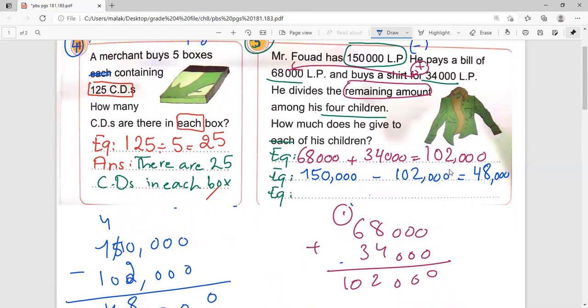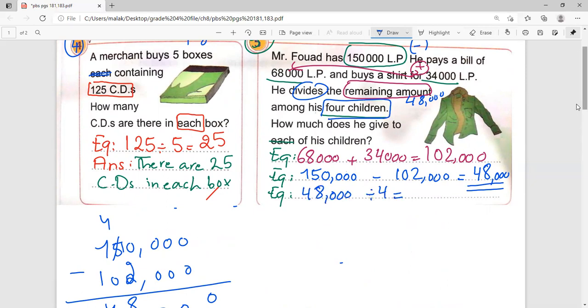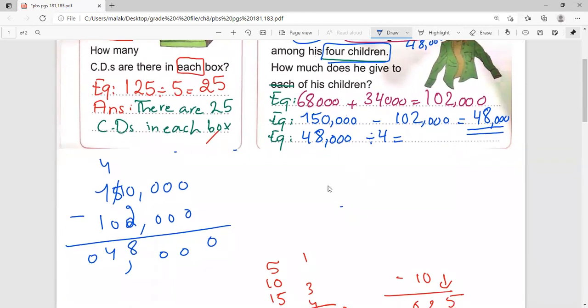He divides this remaining amount. This remaining amount is 48,000. He divided. So we are dividing this amount into how many children? Into 4 children. So we are dividing it by which number? By 4. So we just read the sentence in a correct way. It's clear. He divides the remaining amount. But the remaining amount, it's how much? 48,000. So 48,000 divided by how many children? 4. So 48,000 divided by 4. So we will know how much money does each child take. We can divide them without zeros. The zeros, we copy them at the end. Because here we don't have zeros to cross. We just divide 48 by 4.